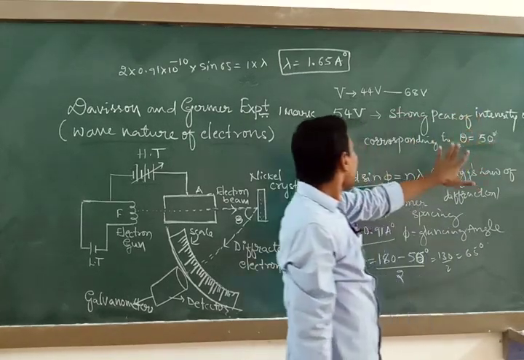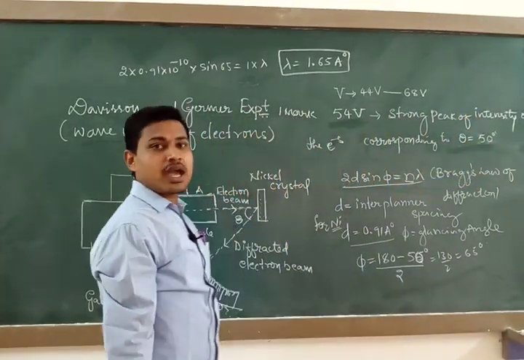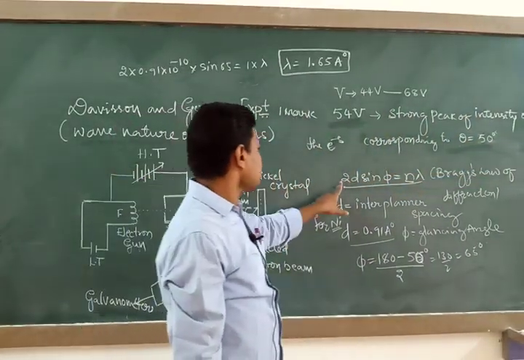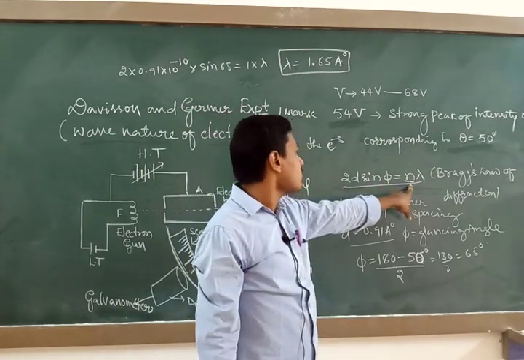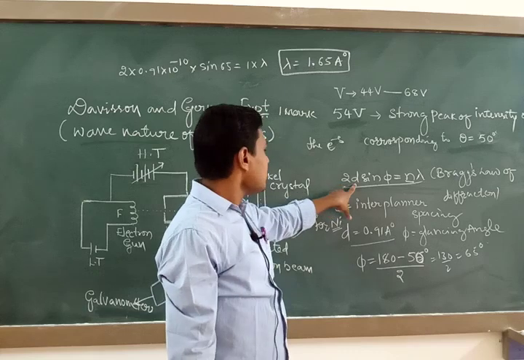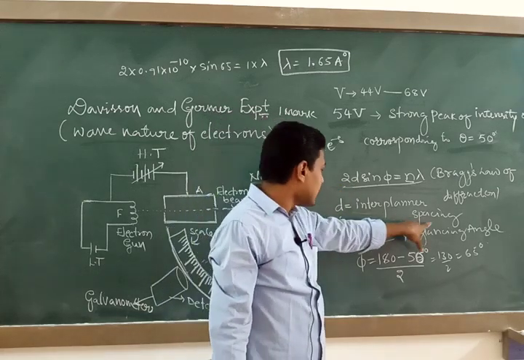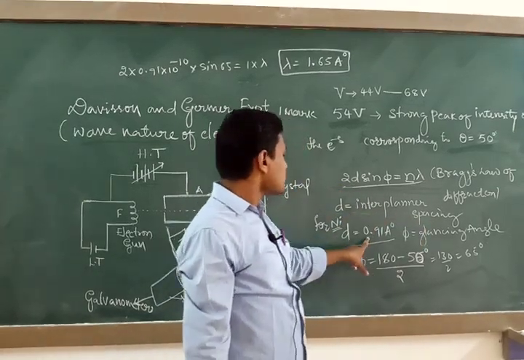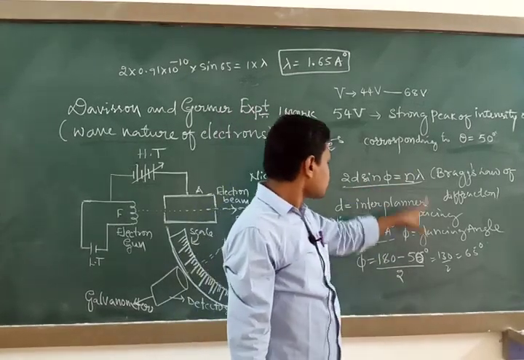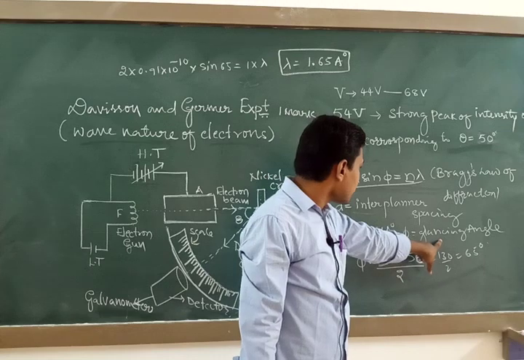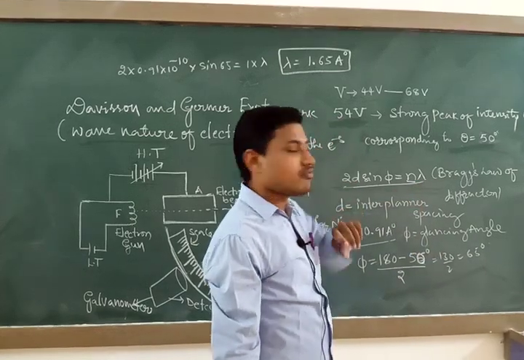So according to Bragg's law of diffraction for the nickel crystal, 2d sin phi equals n lambda. If you calculate, d is the interplanar spacing of the nickel and it is 0.91 angstrom, as given here. And then phi is called the glancing angle, and lambda is nothing but the wavelength.